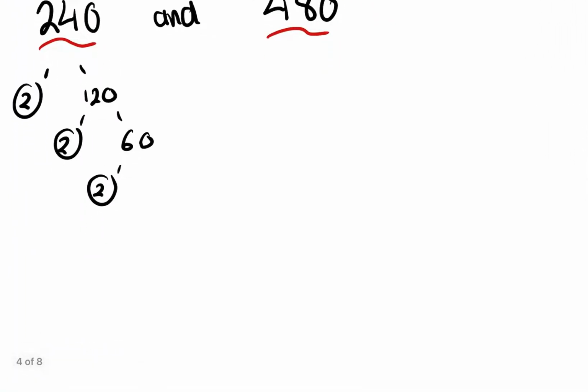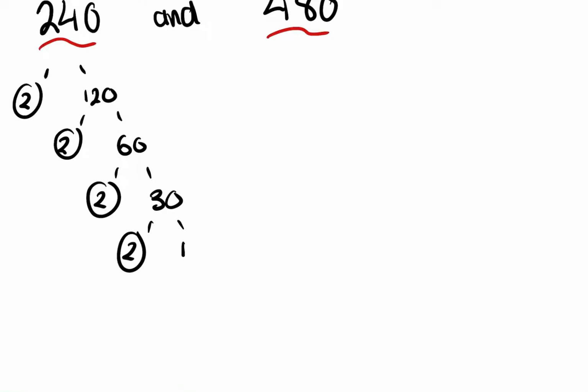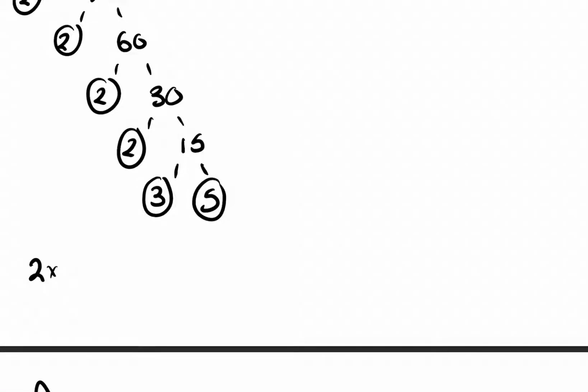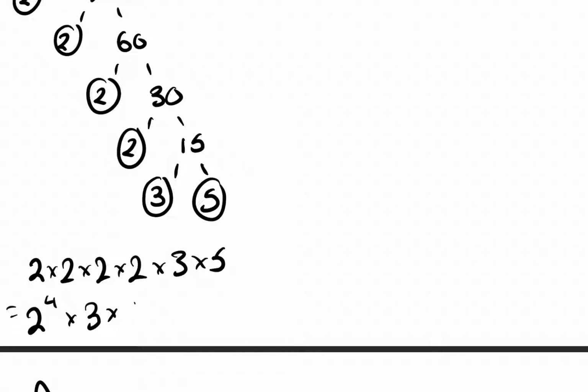You could actually do a 3 here. You're still going to get the same answer at the end of the day. So let me just show you. Let me just finish it with the 2, and then I'll come back to that. So now I'm going to go 3 because it doesn't divide by 2, and there we are. You're going to get an answer of 2 times 2 times 2 times 2, and that equals 2 to the power of 4 times 3 times 5.